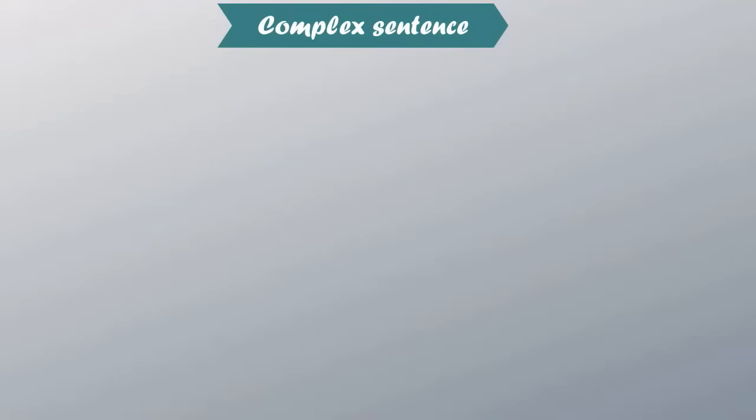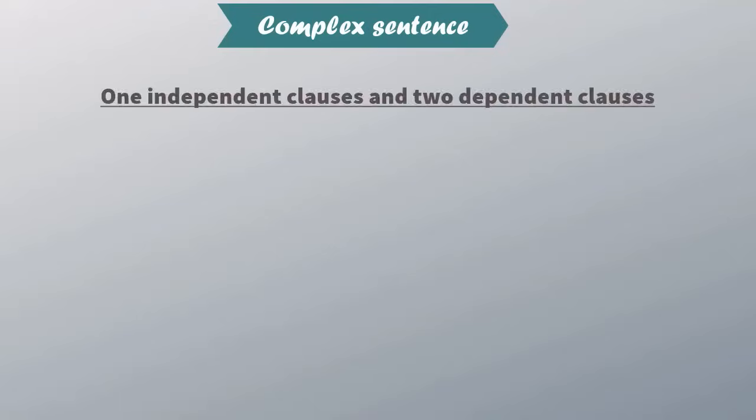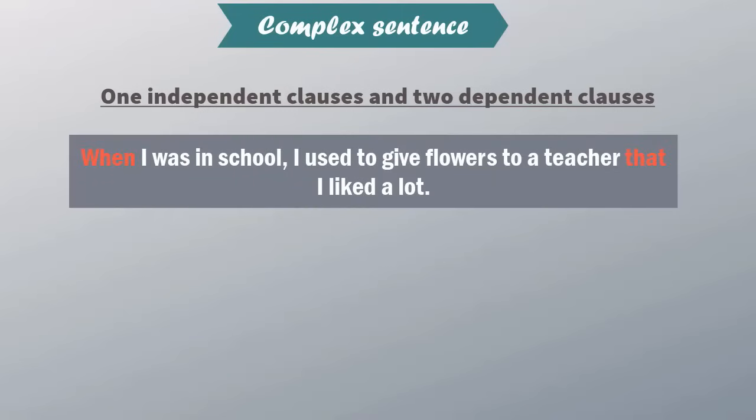Let me show you a couple of examples where we have used one independent clause and two dependent clauses. Example number one. When I was in school, I used to give flowers to a teacher that I liked a lot. When I was in school. It's a dependent clause. How do we identify it? Because it's starting with a subordinating conjunction, which is when.